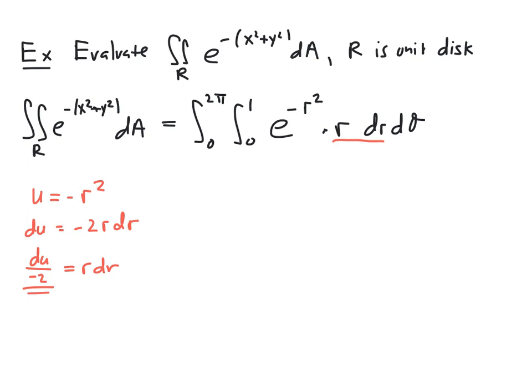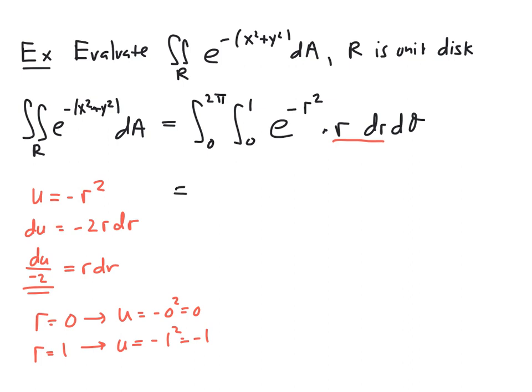Now we also have to worry about the endpoints as we go from r to u. When r equals 0, u is negative 0 squared, which is 0, so our lower limit of the inside integral will remain 0. But when r is equal to 1, u is going to be negative 1 squared, which is negative 1. So we do have a limit change on the upper limit of integration.